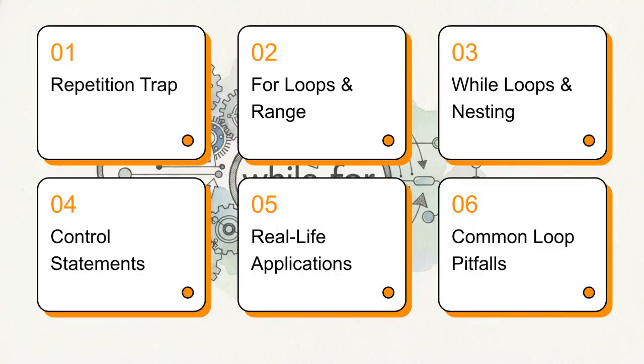Luckily, there's a much better way. Here's our roadmap for today. First, escaping the repetition trap. Second, for loops and range. Third, while loops and nesting. Fourth, mastering iteration control statements. Fifth, real-life loop applications. And finally, avoiding common loop pitfalls. Let's get right to it.